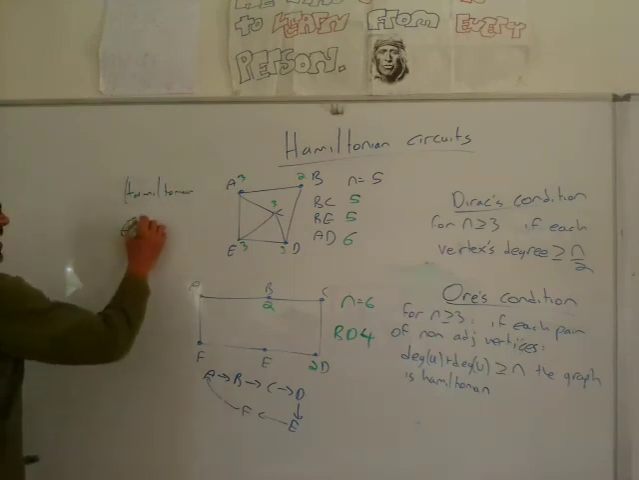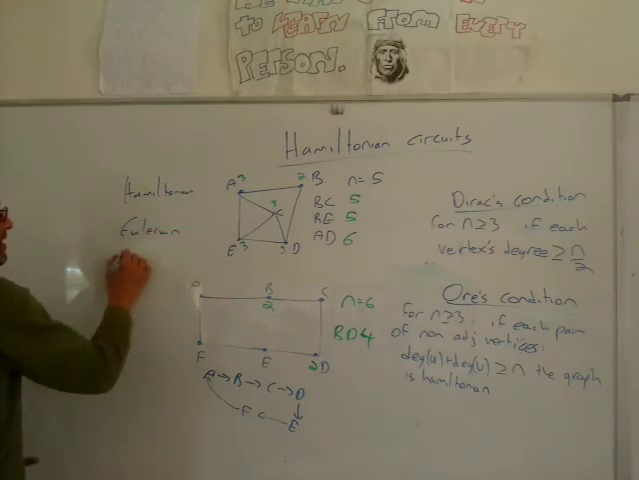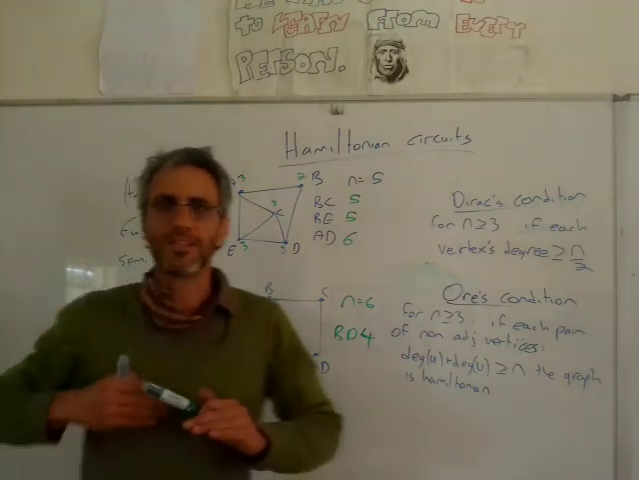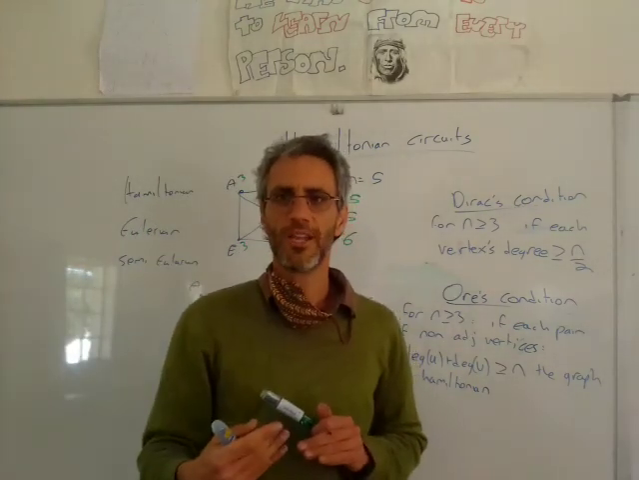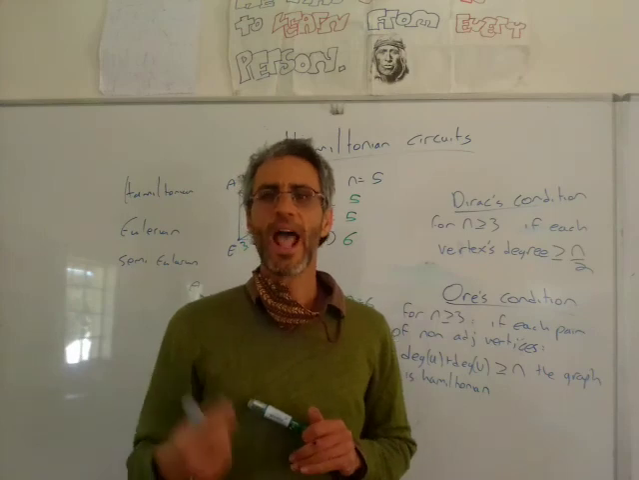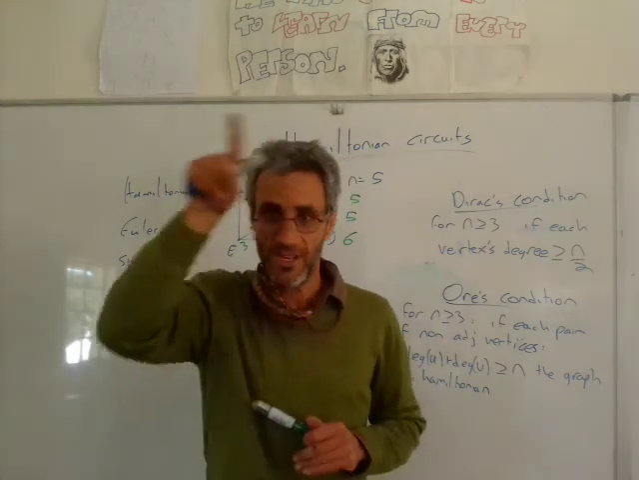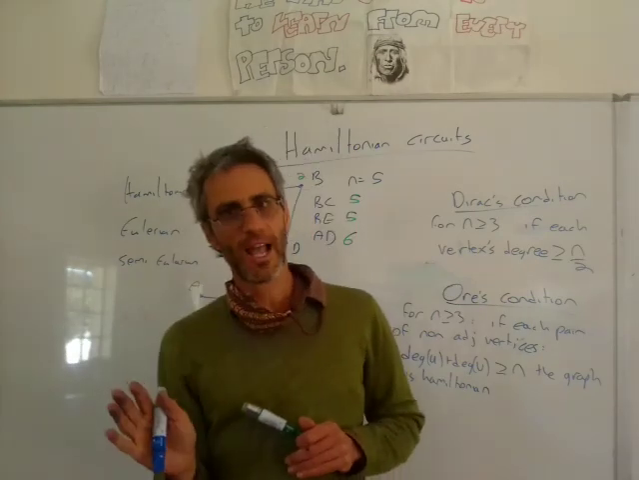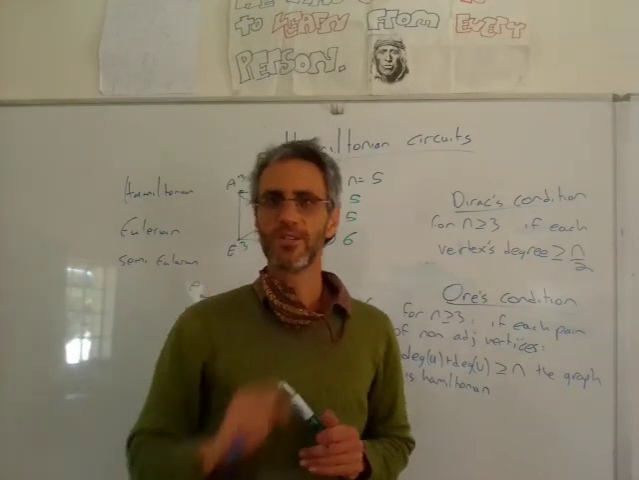So I'll write it down: Hamiltonian graph, Eulerian graph, and semi-Eulerian. Hamiltonian means it has a Hamiltonian circuit in it. Eulerian has an Eulerian circuit, meaning it's going through all the edges just once. Semi-Eulerian doesn't have an Eulerian circuit, but it has an Eulerian path.